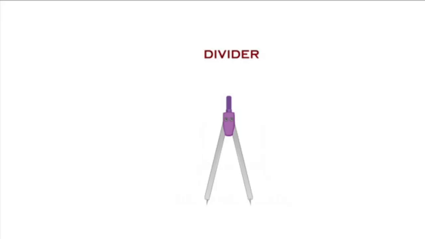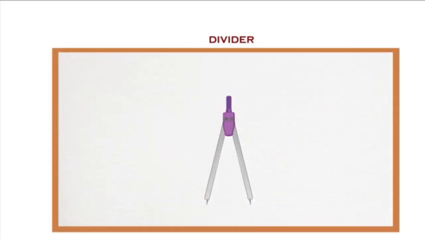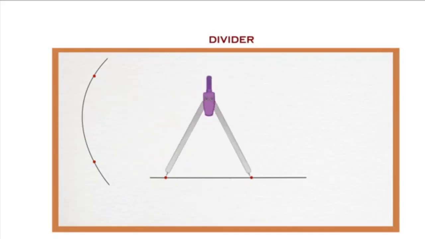Now we will move towards the divider. We can see in this image that the divider has both ends sharp. This divider is used to divide a line into a number of equal parts, or if we have to transfer a measurement from one part to another, the divider is used. See, we can see it has sharp edges. Here this dimension is transferred over here. So this is the use of the divider.